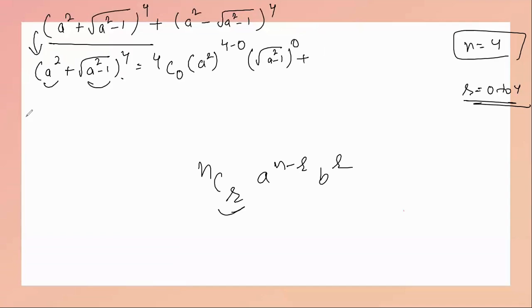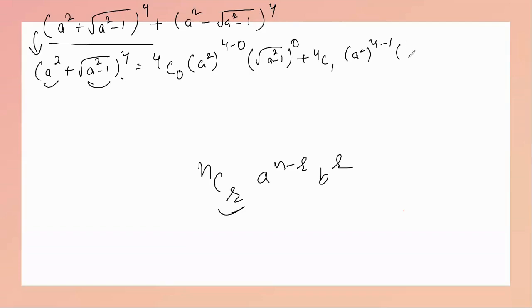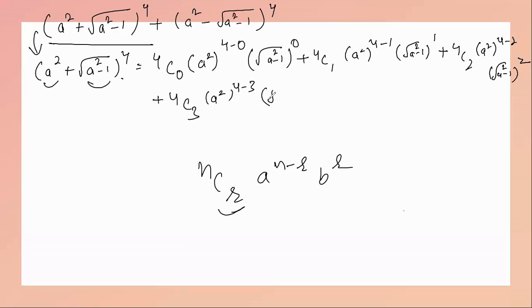Now let's move to the next term. The next term will be when r is equal to 1: a² to the power 4 minus 1 and √(a² − 1) to the power 1. Third term: 4C2, a² to the power 4 minus 2 and √(a² − 1) raised to the power 2. Then the fourth term: 4C3, a² raised to the power 4 minus 3 and √(a² − 1) raised to the power 3. And the last term is 4C4, a² raised to the power 4 minus 4 and √(a² − 1) raised to the power 4.